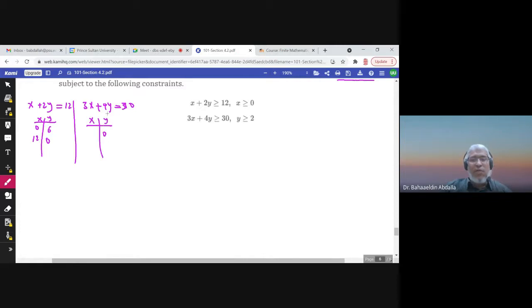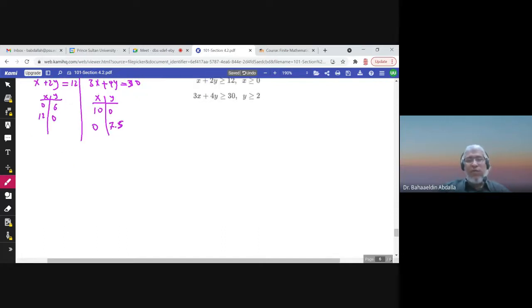If y is 0, x is 10. And if x is 0, 30 over 4 is 7.5. Let us sketch the graph of this region.